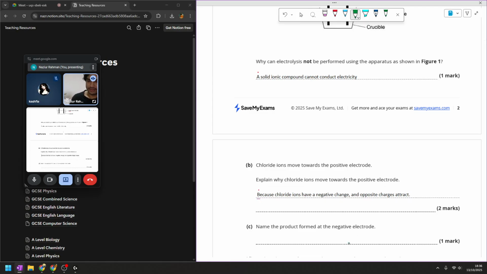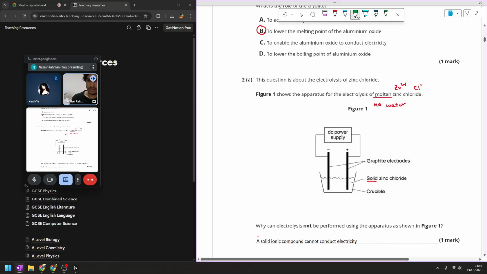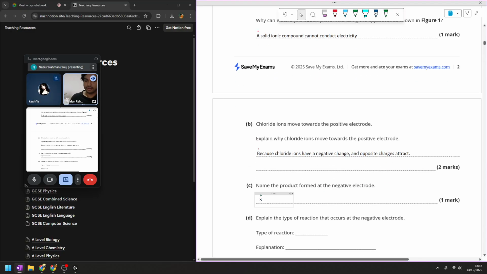Name the product formed at the negative electrode. So if I do electrolysis of molten zinc chloride, what's formed at the negative electrode? Is it zinc solid? Yeah, zinc solid. Good. So solid zinc, or just zinc is fine as well.